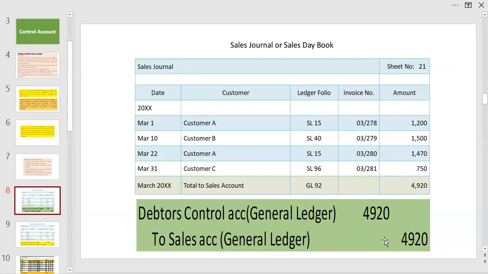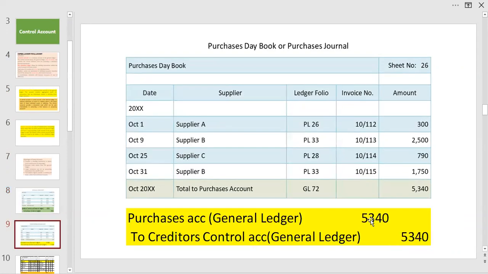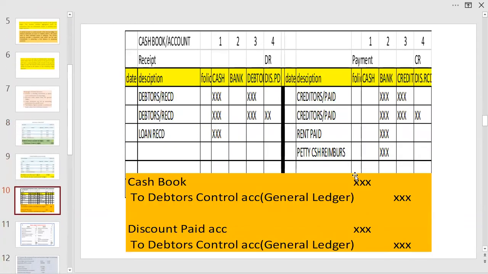Along with the sales daybook, we also maintain a sales return daybook with the same format. Similarly, separate purchase daybook and purchase return daybooks are also maintained in the same format. In order to facilitate control accounts, the cash book will have to be specially designed as a columnar cash book, providing separate columns for debtors and creditors, receipt and payment respectively.